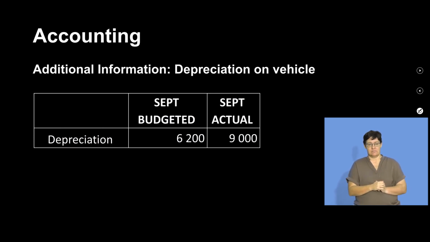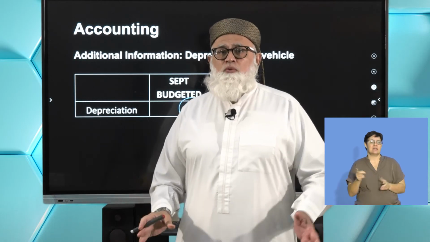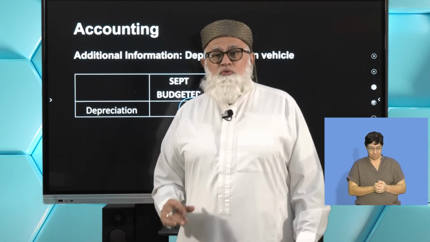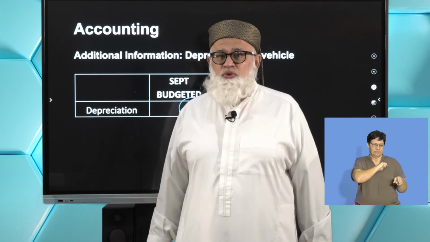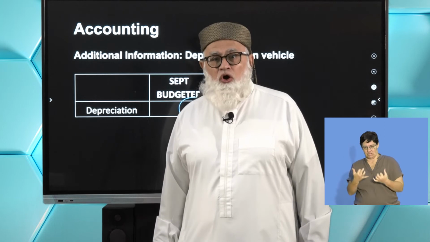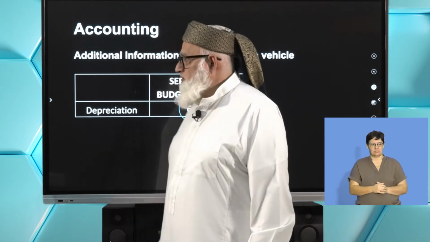You have your September budgeted figure of 6,200 and the actual figure was 9,000. So clearly there's a discrepancy, right? Or like we alluded to in previous lessons, we said there's a variance, there's a difference between your actual and your budgeted. Okay, now watch the procedure. This is what we do.